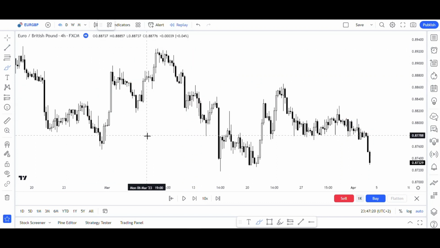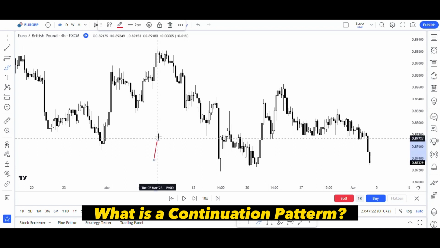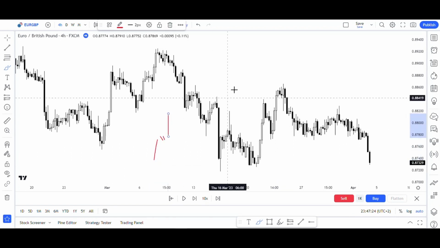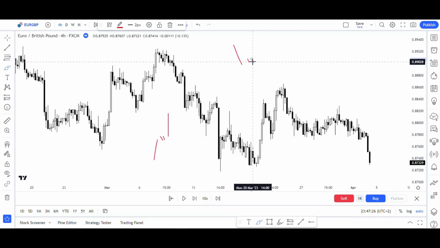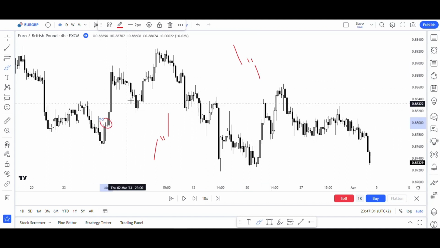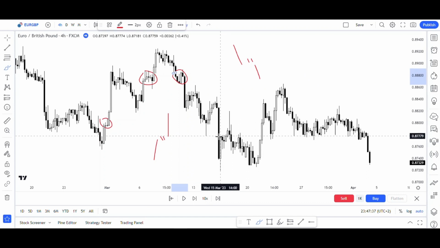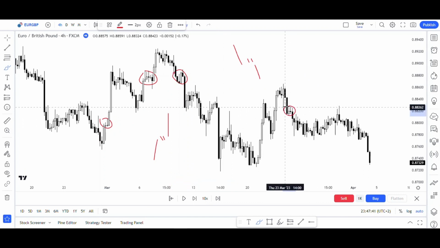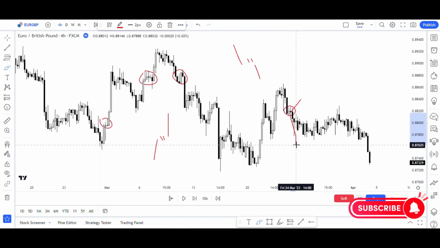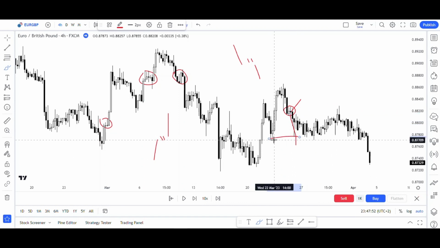Okay guys, now let me show you about the continuation pattern. A continuation pattern is a rally base rally, small candle and then rally, and then drop base drop, small candle and drop. For example, here we have a CP, a continuation pattern, then we have this one, CP, then this one, CP, and then this one, CP, a continuation pattern. Okay guys, we could take this trade, for example this one here, if this move was a little bit more impulsive and it took out this low.